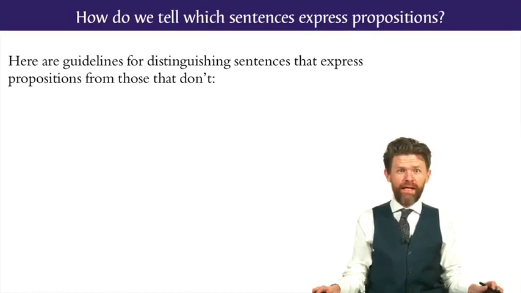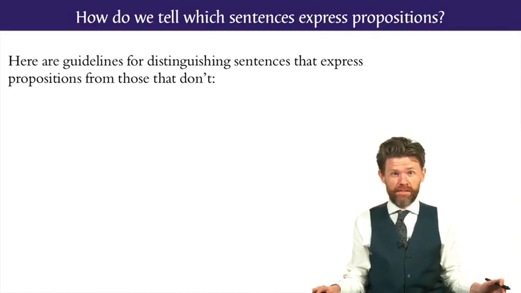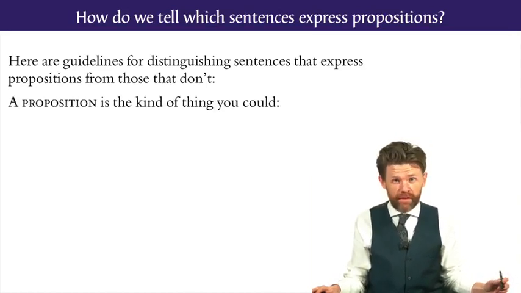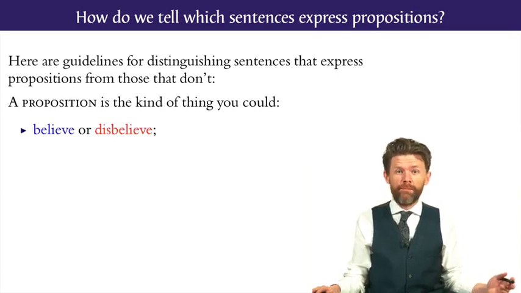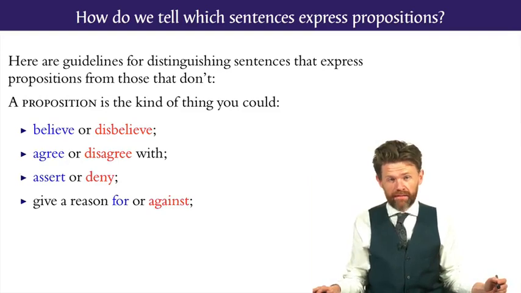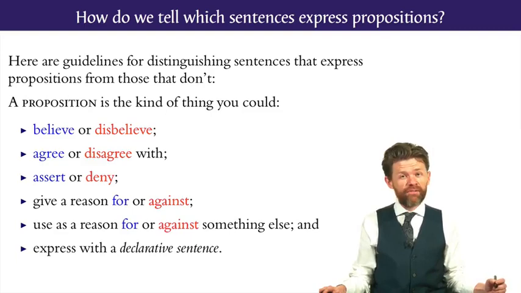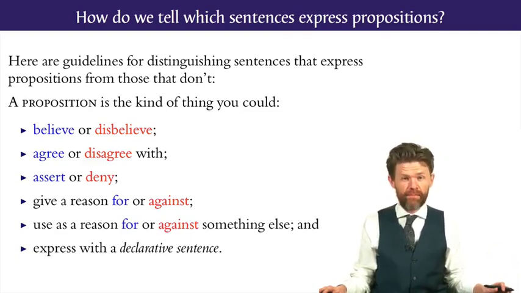Now, here are some guidelines for distinguishing sentences that do express propositions and those that don't. A proposition is the kind of thing that you could believe or disbelieve, or agree or disagree with, or assert or deny, or give a reason for or against, or use as a reason for or against something else. And it's the kind of thing that in English or in another natural language you express with a declarative sentence. So that's the difference. We'll be looking at propositions and the relationships between them in this subject.